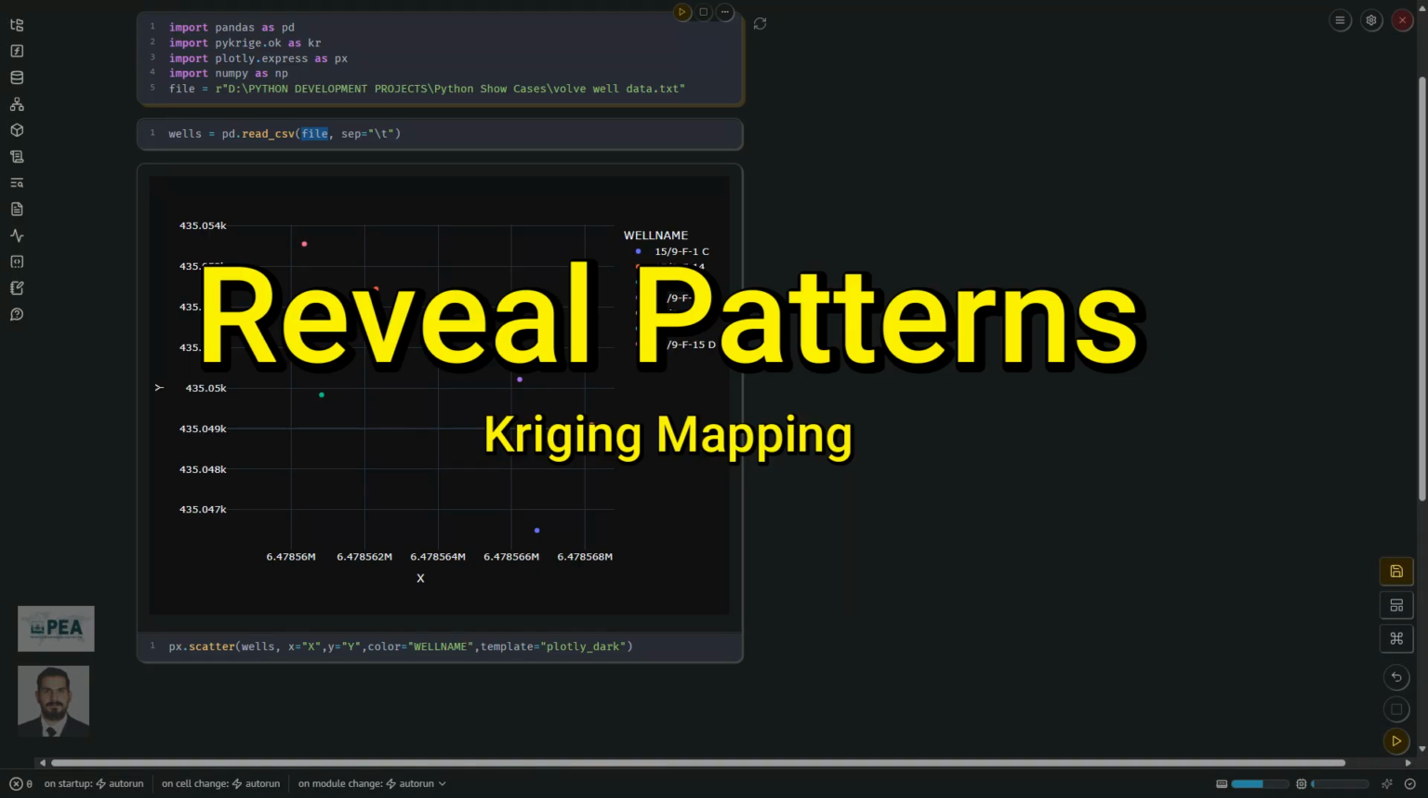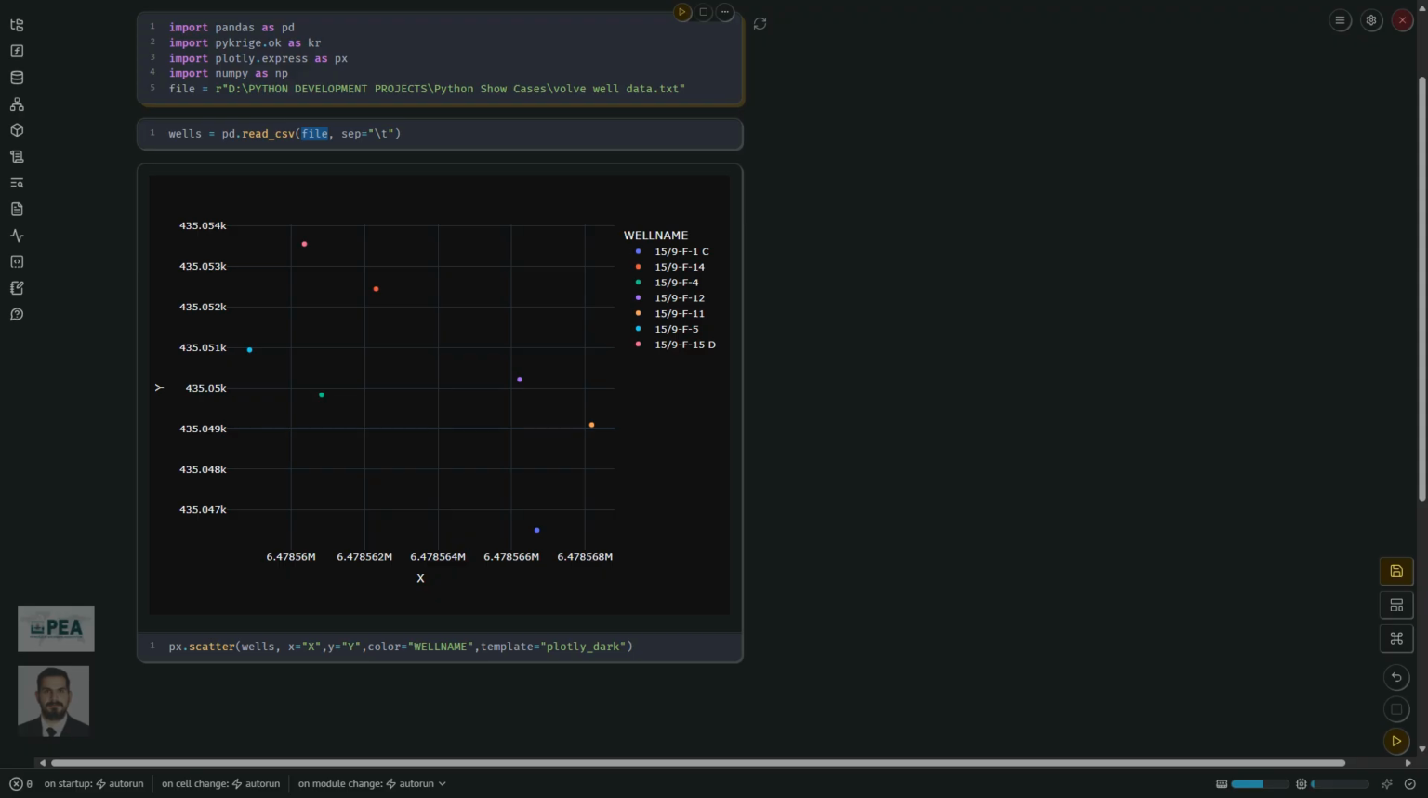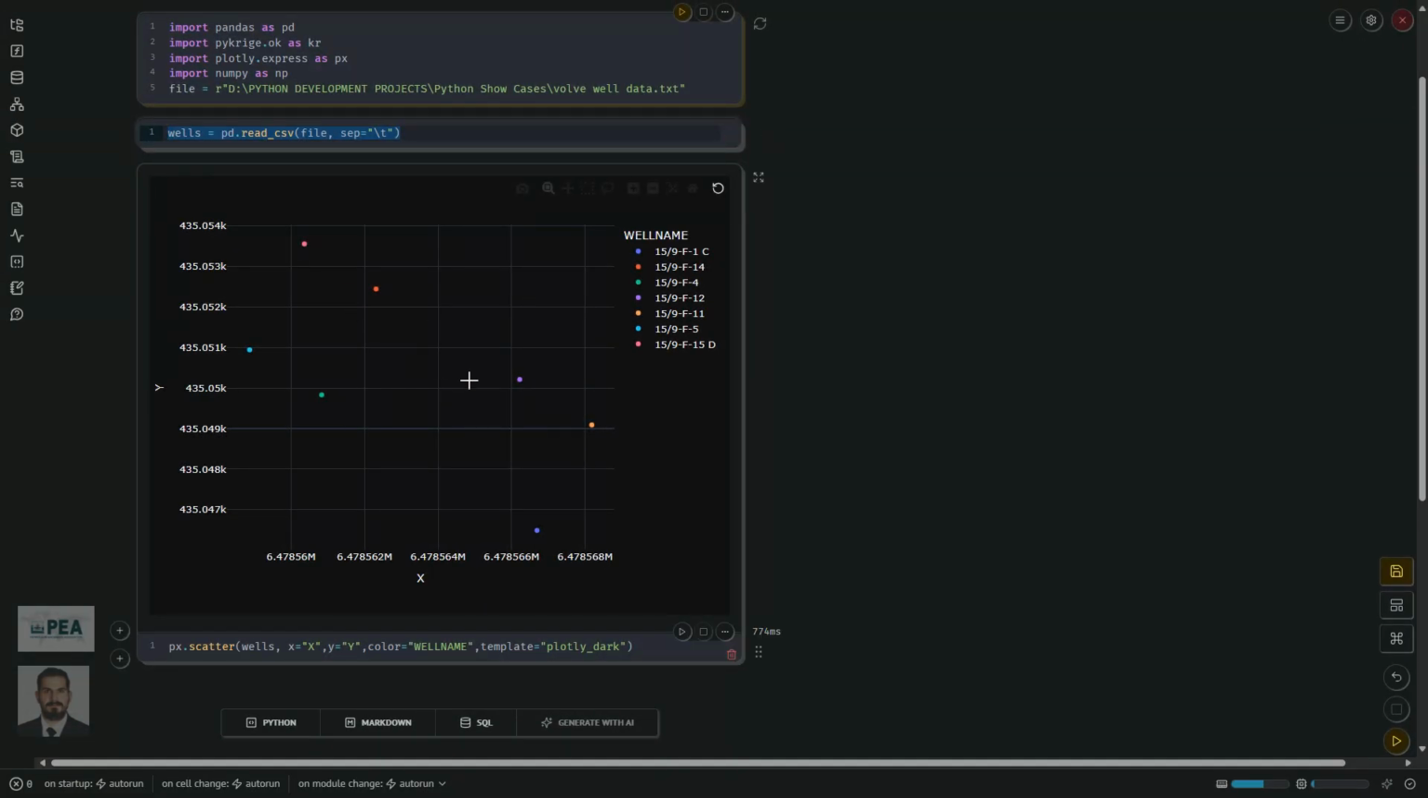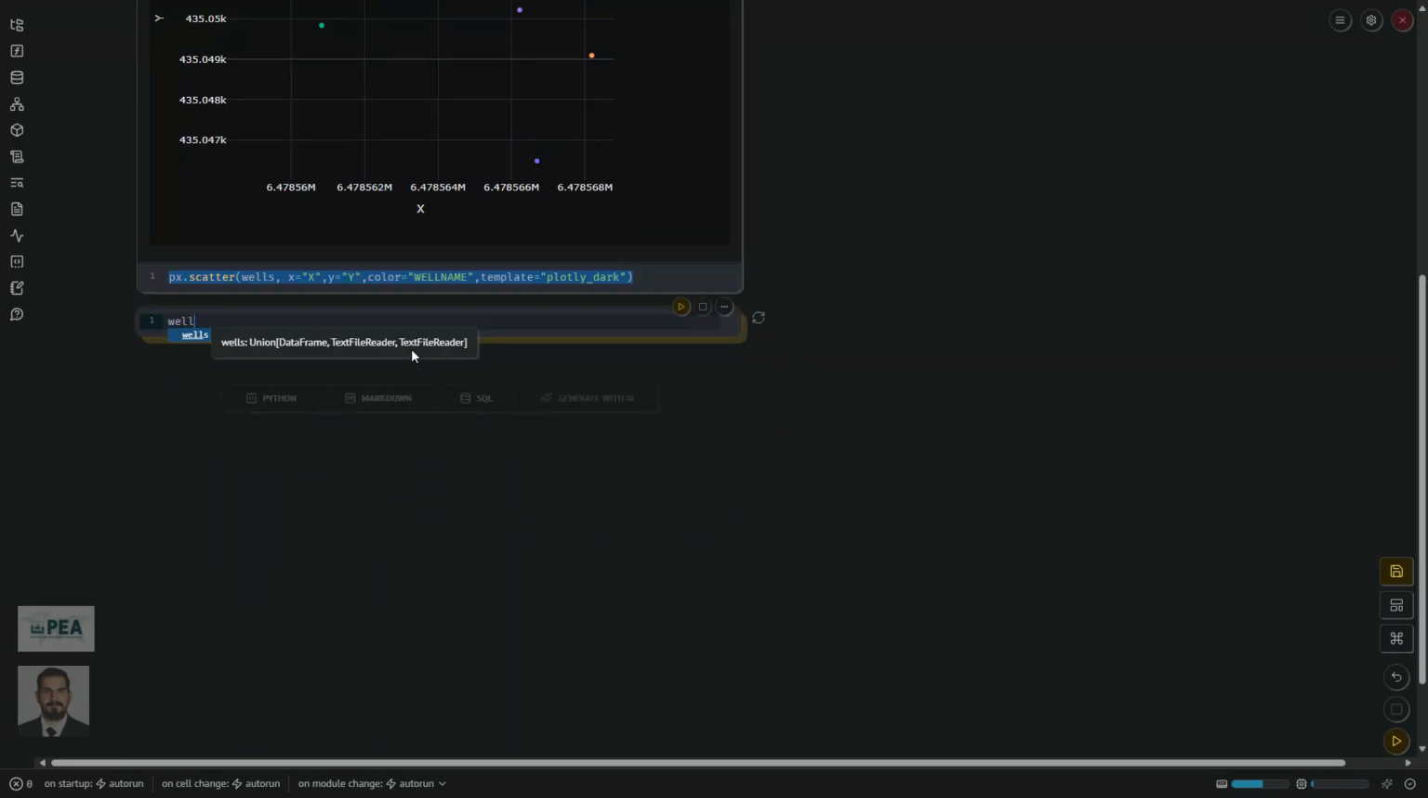Did you know your data can hold secret patterns? Well, this is exactly what I'm going to show you using the Kriging method. Starting with a known dataset with a well distribution based on the X and Y map, let's explore the data.